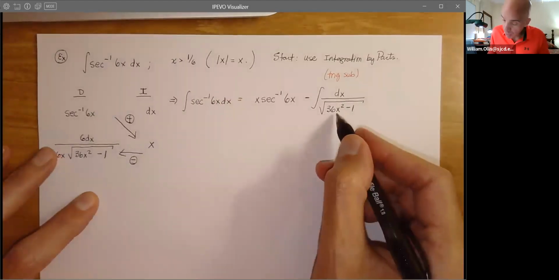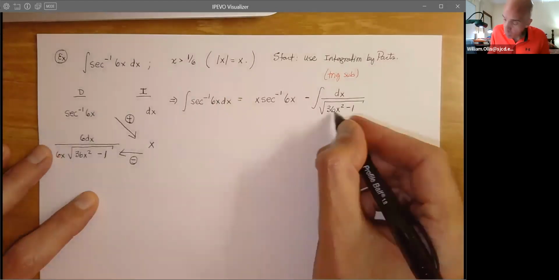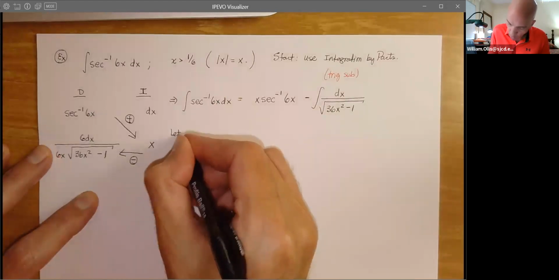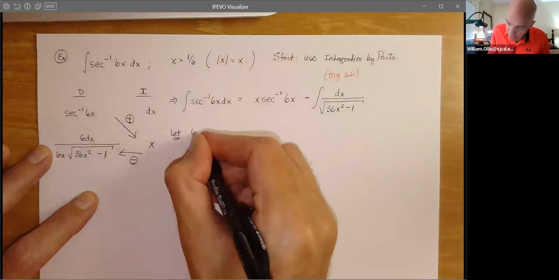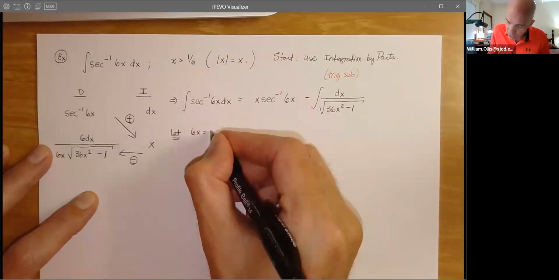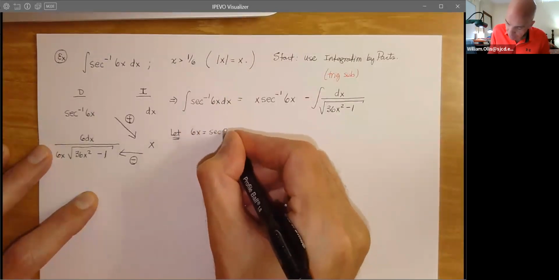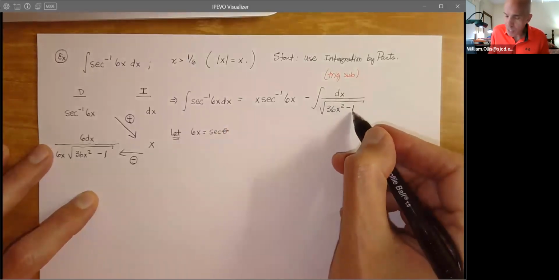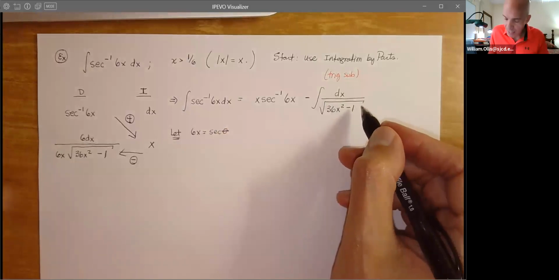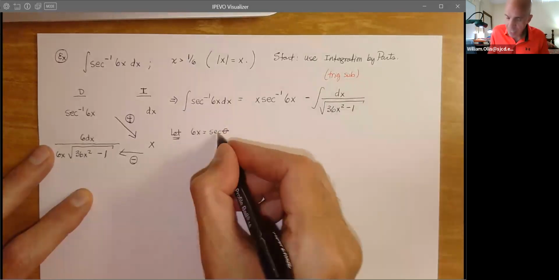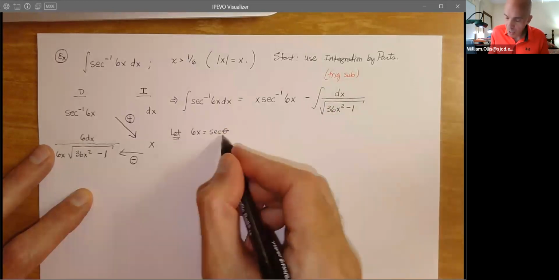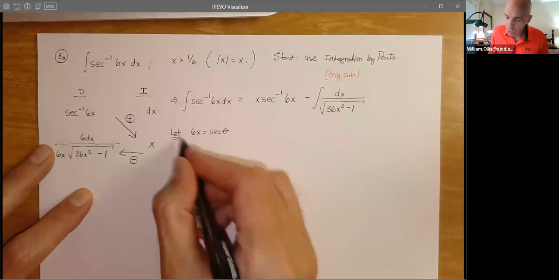So now, when we look at this, we can let the u, in this case, be 6x. So let, I'll do a let here more formally, 6x equals secant theta, because we want to be able to square it. And of course the a is 1, a squared is 1, so that's easy. So we just have 1 secant theta. So the u here is 6x, u equals secant theta. So that's a little trick there.